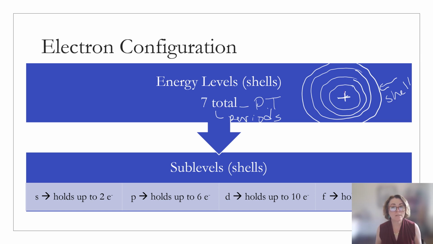We have P subshells or sublevels. These are sort of like a figure 8 shape or a dumbbell type of shape. A lot of times I have my students think about this like a peanut type shape. And those can hold up to 6 electrons. The d orbitals or d sublevels can hold up to 10 electrons, and the shape of these start to get very strange. And then the F shells or subshells can hold up to 14 electrons.